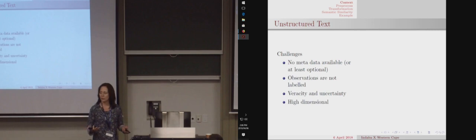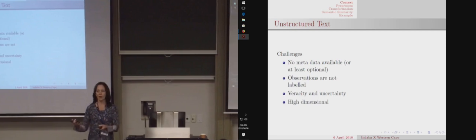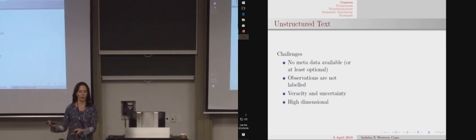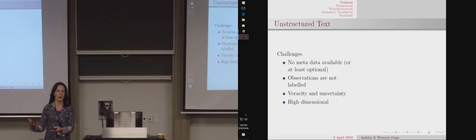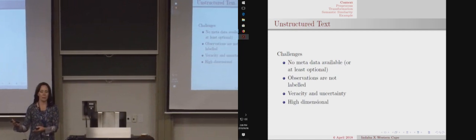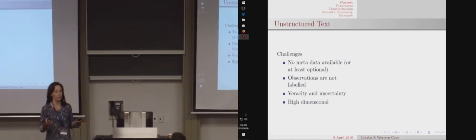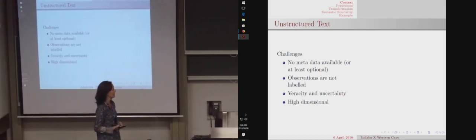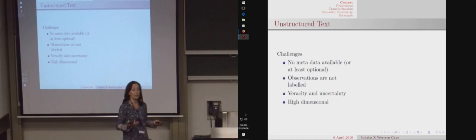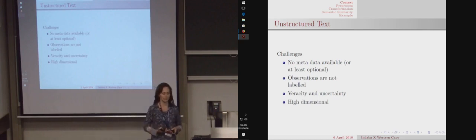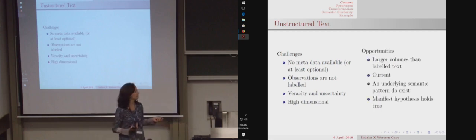You don't know what you deal with because usually you don't know if one part of your corpus or images differ completely in genre from another part. So there's a lot of veracity that's associated with it. And it's usually very high dimensional. And I will explain to you what high dimensionality means in terms of text data.